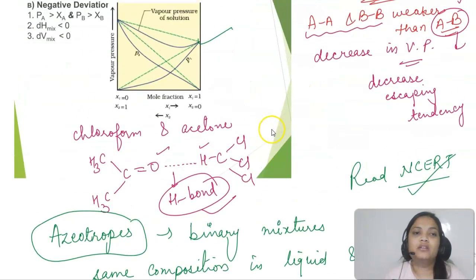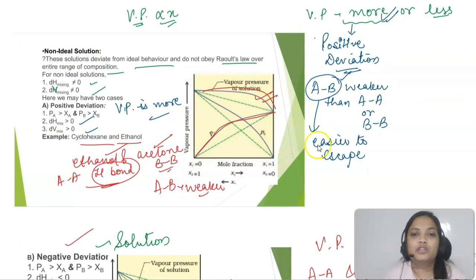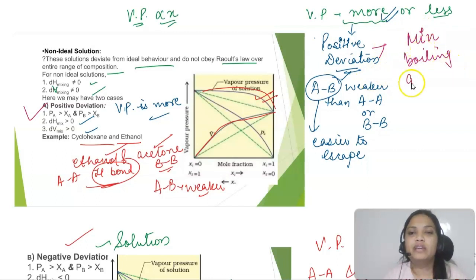Now if any solution shows positive deviation from Raoult's law, it forms a minimum boiling azeotrope. Minimum boiling azeotrope means when we mix those two components, the resulting boiling point will be lower than that of the two. So here, the ethanol and water mixture.